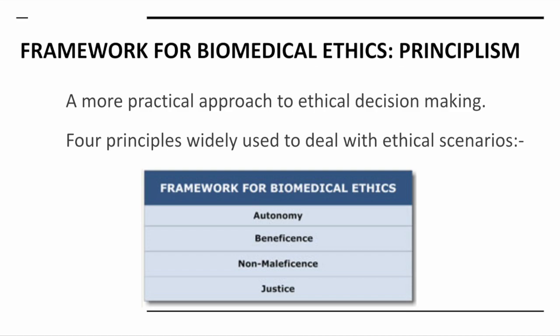There is a framework that we use to give a practical approach to ethical decision making, and it falls upon four main principles that are widely used to deal with ethical scenarios. If you're confronted with a situation or a problem or an idea that you have to work out the ethics behind, we look at it in terms of four main pillars. What do you think those four main pillars are?